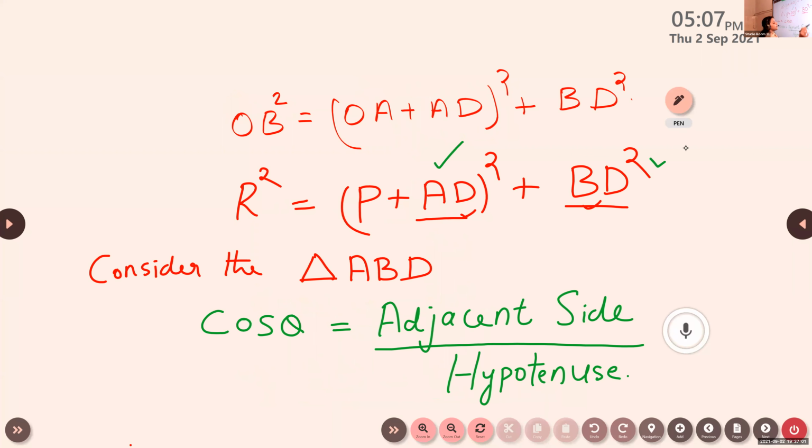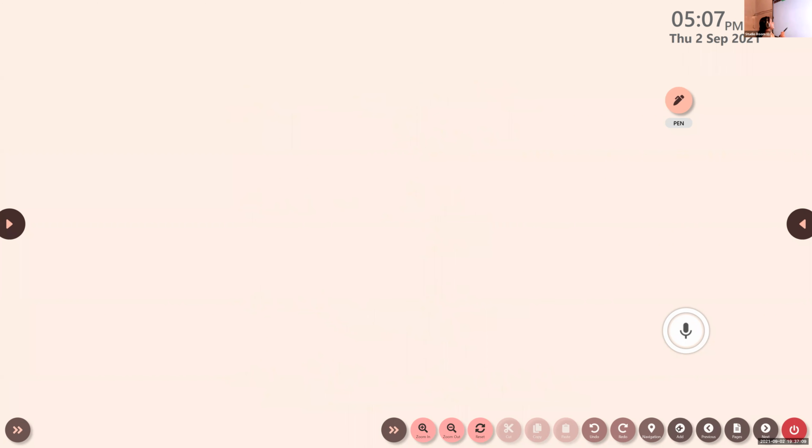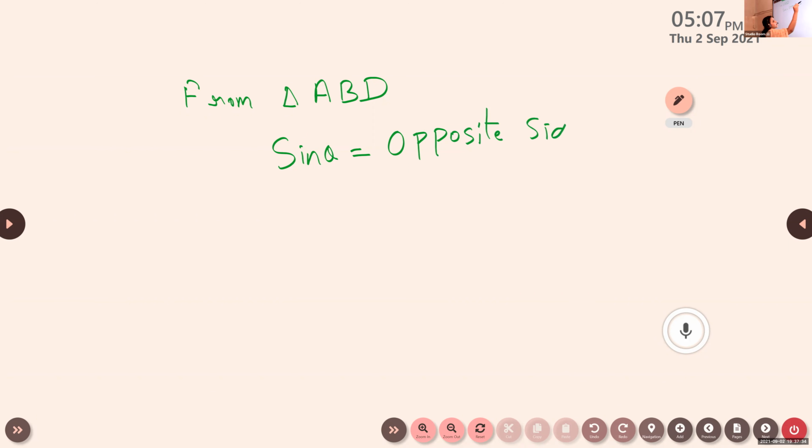We also want to calculate BD. So the AD is over. Now we can calculate BD from the same triangle ABD. So again from triangle ABD, sin theta is equal to, what is sin theta? Cos theta is adjacent side divided by hypotenuse. Then what is sin theta? Opposite side by hypotenuse. Yes, exactly. Sin theta is equal to opposite side divided by hypotenuse.